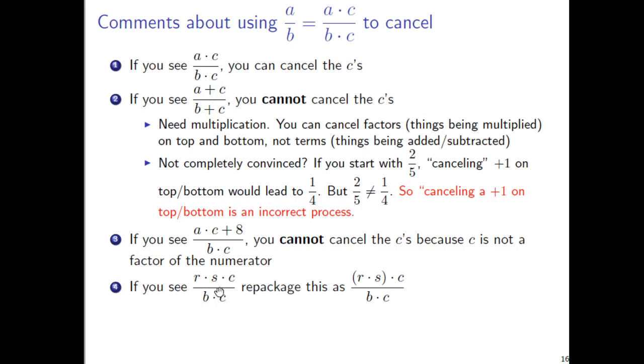Now, if you see R times S times C over B times C, it's all multiplications. What you can actually do is you can repackage this. You can insert parentheses without changing the value, which is why we've been talking about parentheses so much. So you can just surround the R times S in parentheses without changing the value. And then, because you have a something times C on top and a something times C on bottom, and that's all you have, the times C and times C, we can cancel the times C's, and then you're going to have R times S over B.